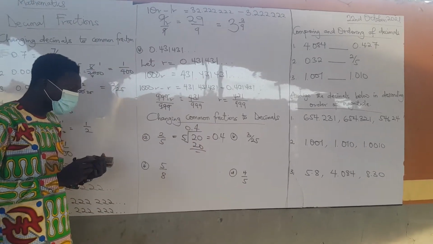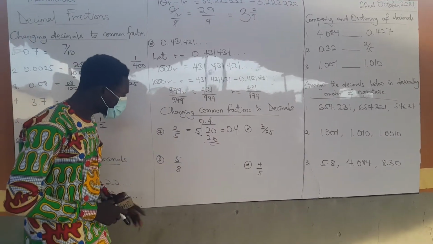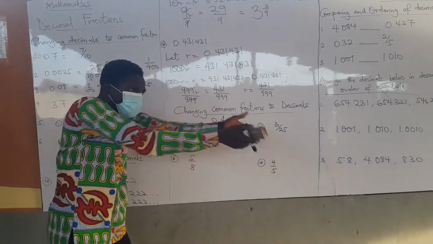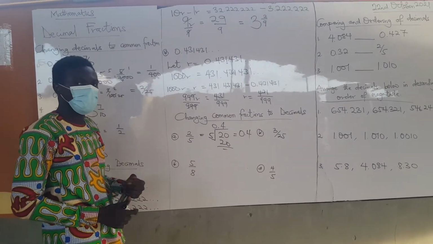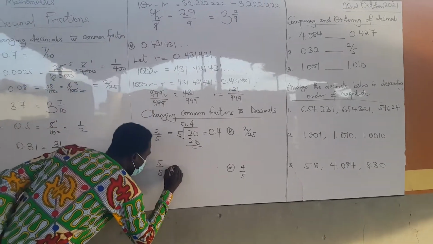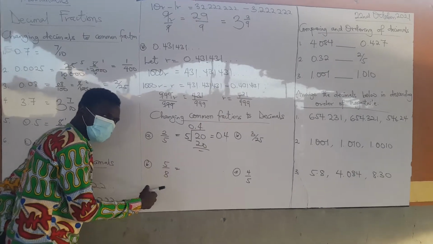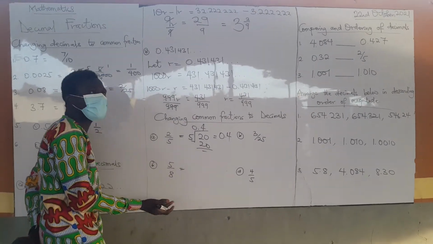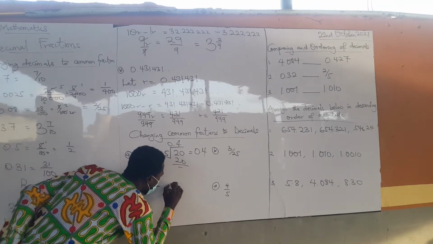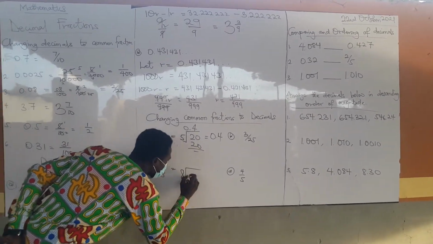Let's look at number 2. Number 2, we have 5 over 8. It's a common fraction. Change it into decimals. Use the long division approach. The numerator is 5 and the denominator is 8. So the denominator is outside, then I have the numerator inside.